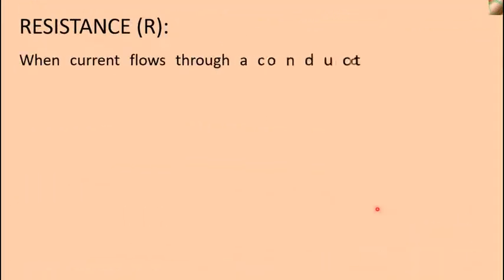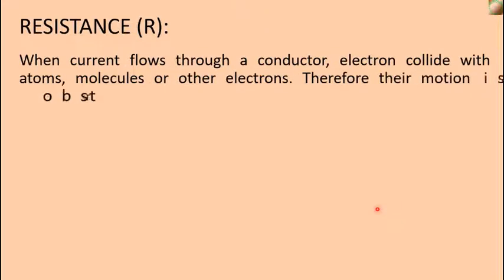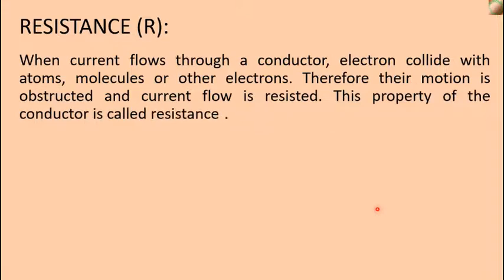Resistance. When current flows through a conductor, electrons collide with atoms, molecules, or other electrons. Therefore their motion is obstructed and current flow is resisted. This property of the conductor is called resistance. The unit of resistance is ohm. That is, resistance is a property of the conductor. More the resistance, less the conductance.